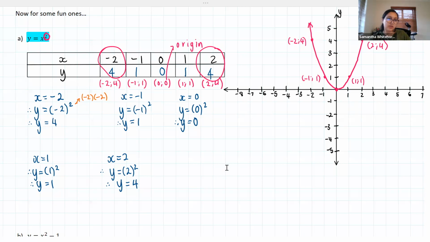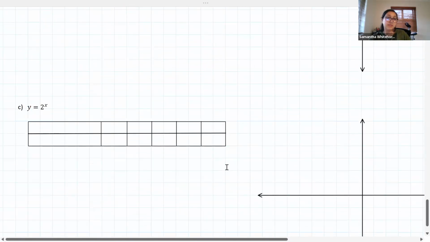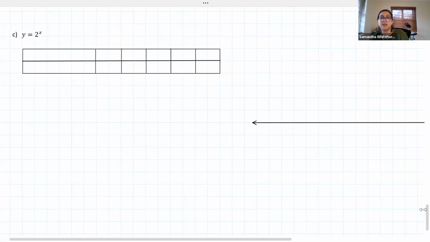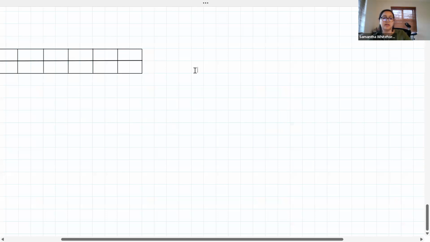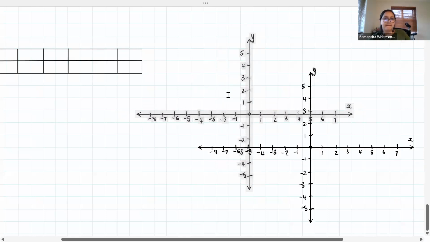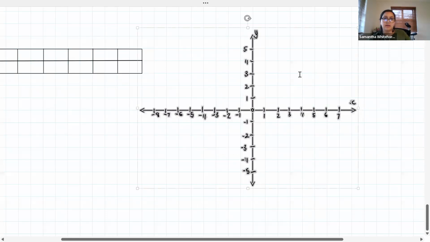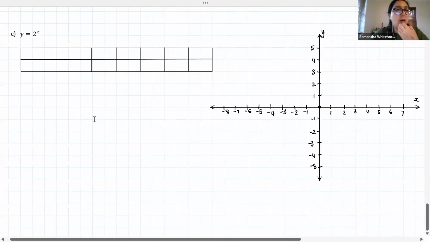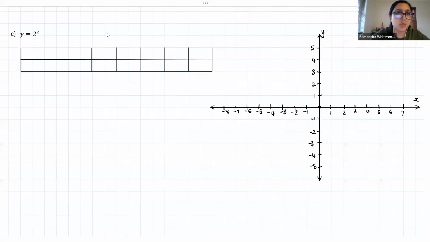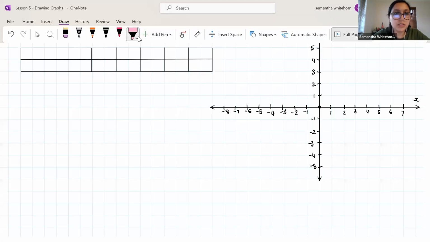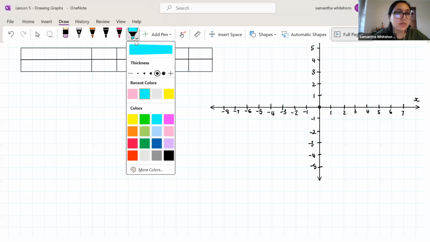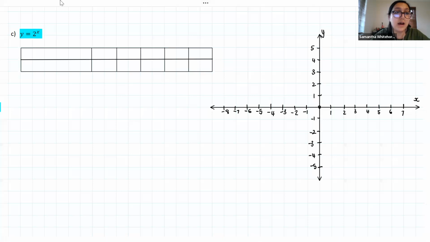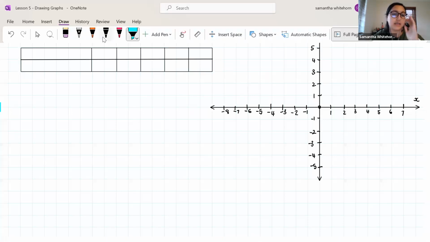Okay, so let's have a look at another one. I'm going to skip that one for a second. I want to chat about this one first, just in case we run out of time, because this is another interesting type of graph that we can get. If we have a look at our rule, do you see that it's not the normal 3x plus 1 or x minus 2? The rule is a little bit different here. My rule is y is equal to 2 to the power x. So now I've got an exponent that is x.